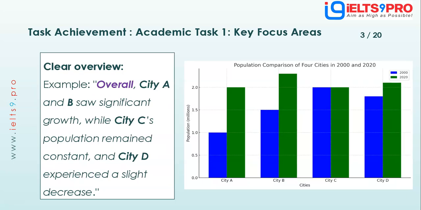Now, this is what costs a lot of you. A lot of my students fail to write a clear overview. Usually, this is paragraph 2, could be part of your introduction. You can put it at the end, though I don't recommend it, because it's an overview. So again, what are those key trends and features? No figures or data here. For example, overall, city A and B showed significant growth. City C's population remained constant or unchanged, and city D experienced a slight decrease. Okay, it's got to be clear. Clearly identify key trends and features.